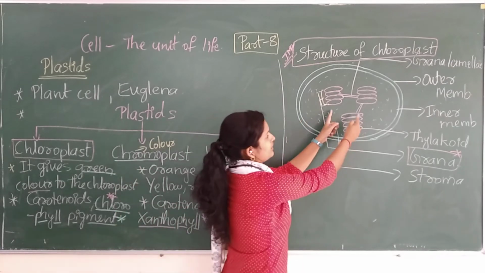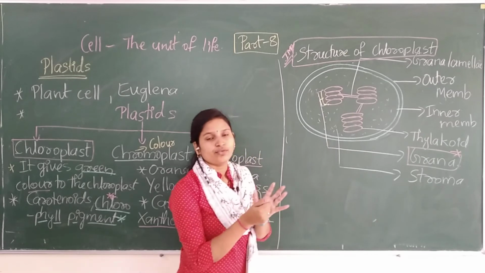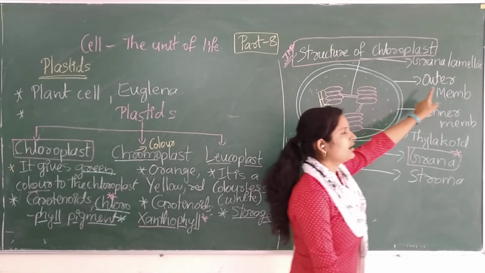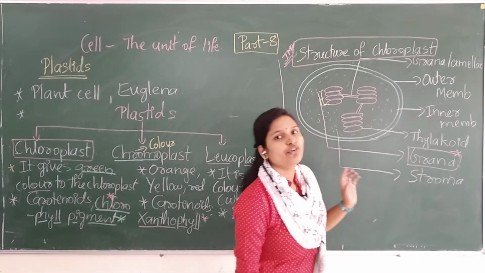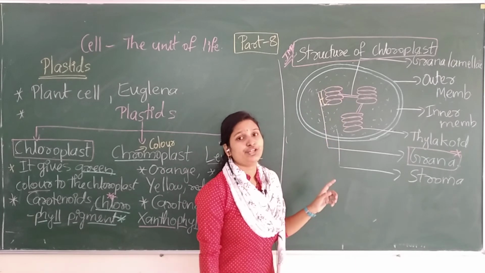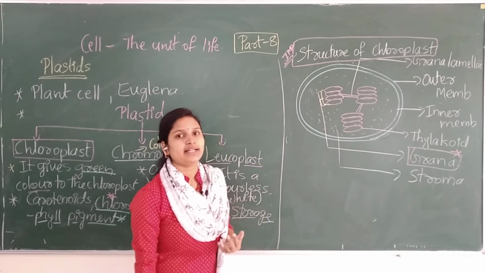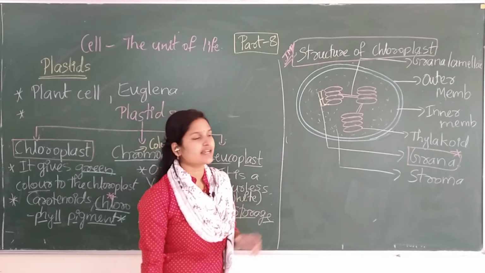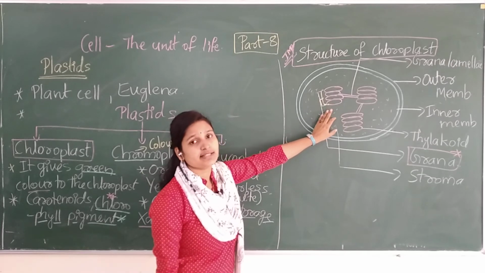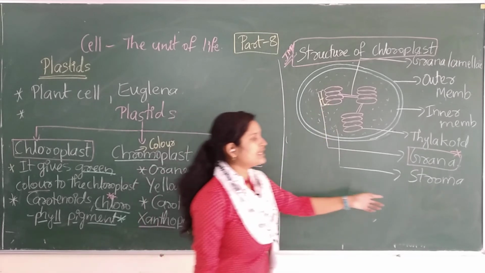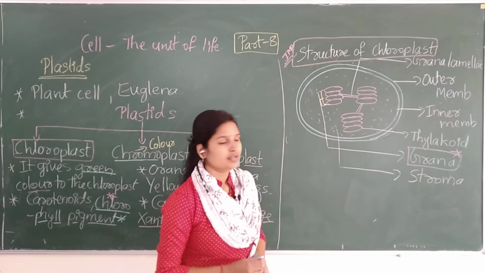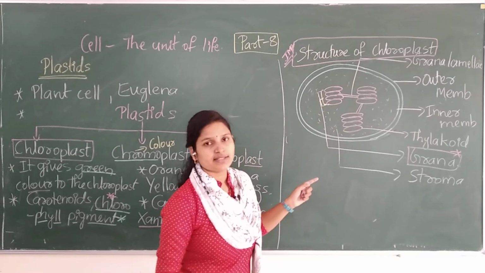These grana are connected to one another with the help of grana lamellae. And there is the presence of dense cytoplasm where all the chemical reactions or enzymatic reactions take place. That dense cytoplasmic content we call the stroma. So what about in mitochondria, what do we call this kind of dense cytoplasm?